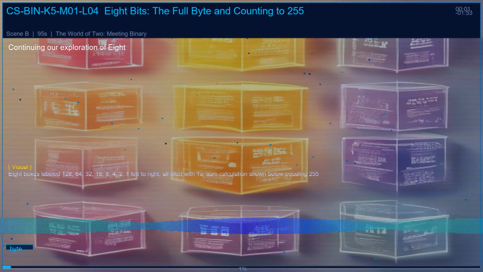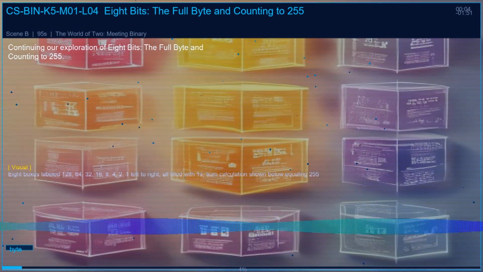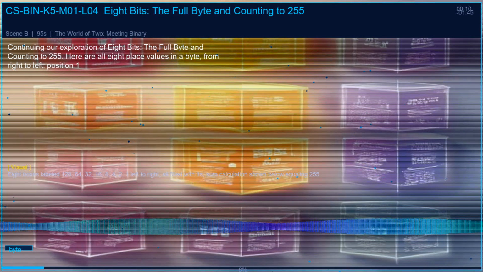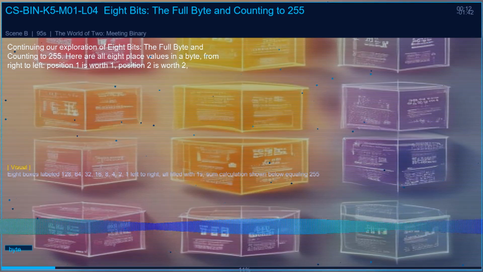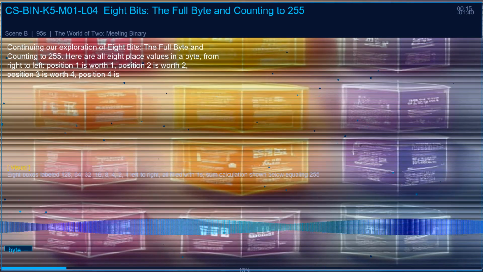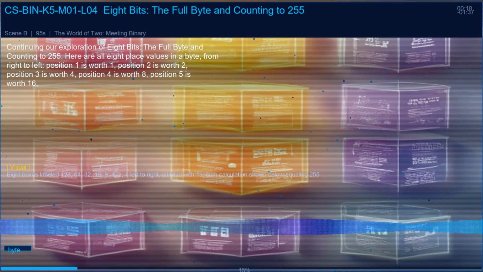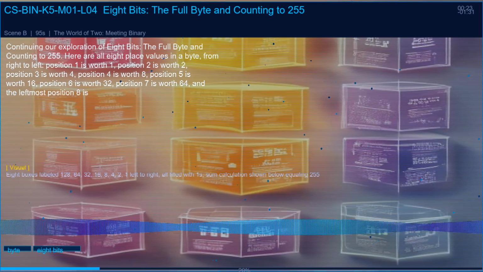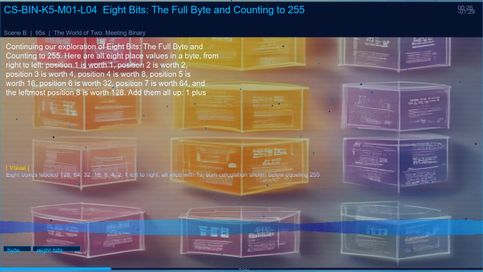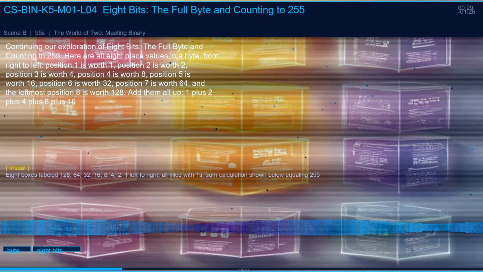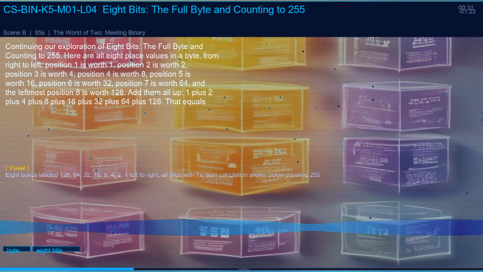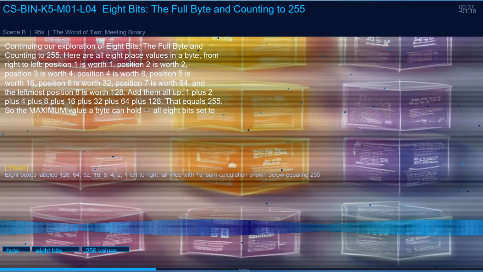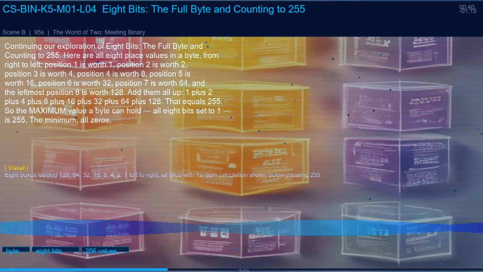Continuing our exploration of 8 bits, the full byte and counting to 255. Here are all 8 place values in a byte, from right to left. Position 1 is worth 1, position 2 is worth 2, position 3 is worth 4, position 4 is worth 8, position 5 is worth 16, position 6 is worth 32, position 7 is worth 64, and the leftmost position 8 is worth 128. Add them all up: 1 plus 2 plus 4 plus 8 plus 16 plus 32 plus 64 plus 128. That equals 255.